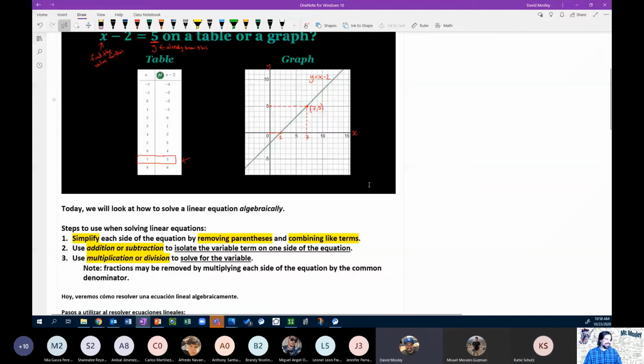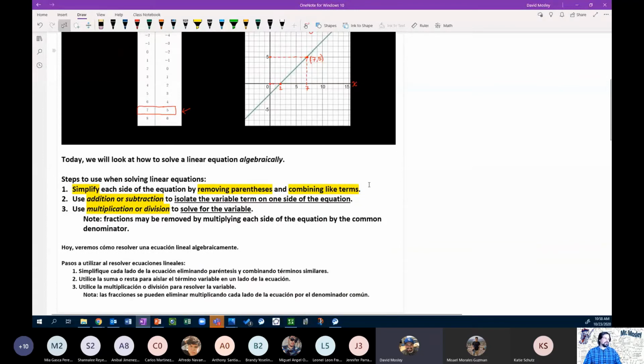So today we're going to look at how to solve a linear equation algebraically. We're going to follow these steps when solving our linear equations. Step 1, we simplify each side of the equation by removing parentheses and combining like terms.